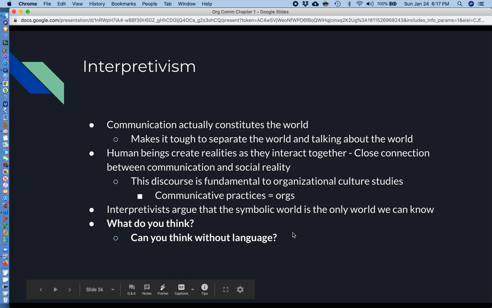So another model of understanding is what we call interpretivism. And in this interpretive model, we understand that communication, talking, or communicating through nonverbal means, is what actually makes up the world. And so for an interpretivist, it's tough to separate the physical world and just talking about the world. Interpretivists believe that humans create reality when they interact together. And so there's a close connection between communication and social reality. Again, like I talked about previously. I don't want to go as far as to say that communication makes the world, but it does make your world.